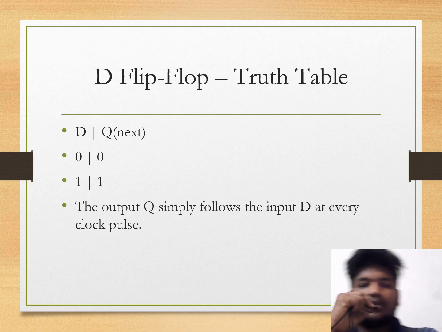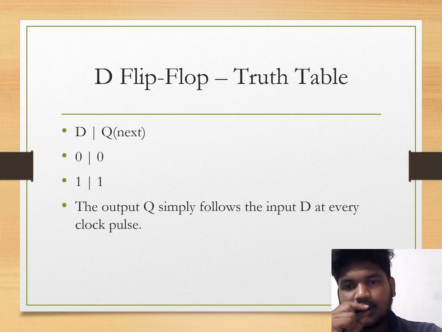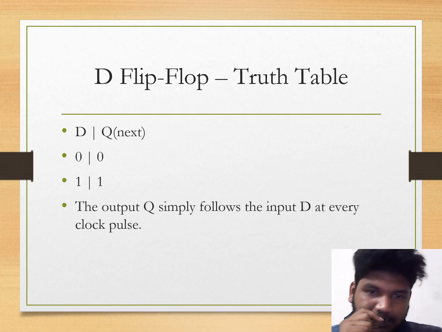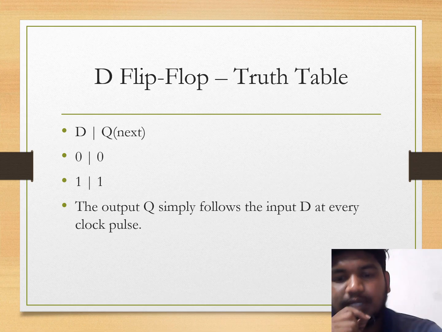Now we will see the truth table of the D flip-flop. D is the input, Q is the output. When we give 0, it will delay for some time and give the output as 0. If we give 1, it delays some time and gives output 1. The output Q simply follows the input at every clock pulse.